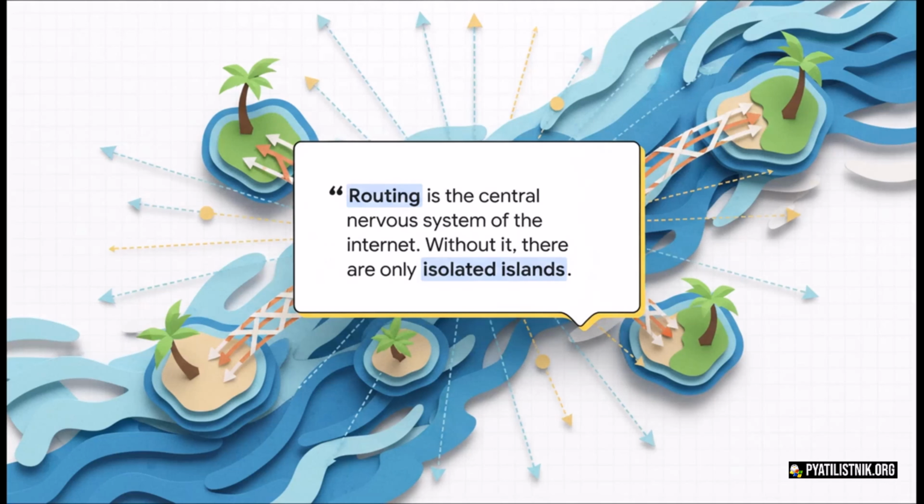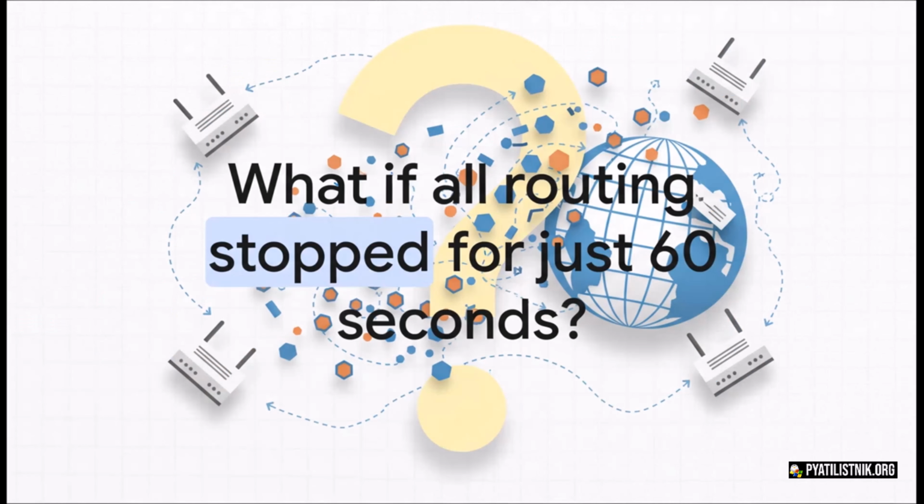When you really boil it down, routing isn't just some technical feature. It's the very fabric that stitches our entire digital world together. It's what turns a bunch of isolated islands into a single, global web of information. So, I'll leave you with a final thought experiment. We've seen just how essential this whole process is, but just imagine for a second that it all just vanished.